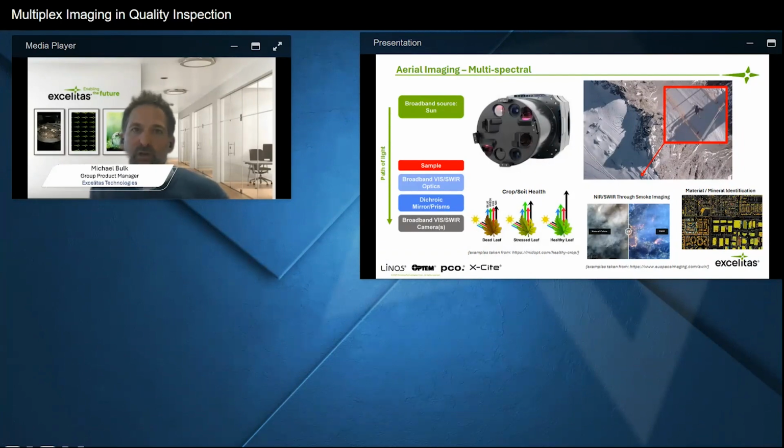Spectral information also allows you to get more information about the material and for mineral identification. This is shown on the bottom right here. This is of interest for areas like surveyors, where they're looking for mineral deposits, or insurance companies, where they want to know what materials certain things are made of. And these are all interesting applications where multispectral is very beneficial for aerial type applications.